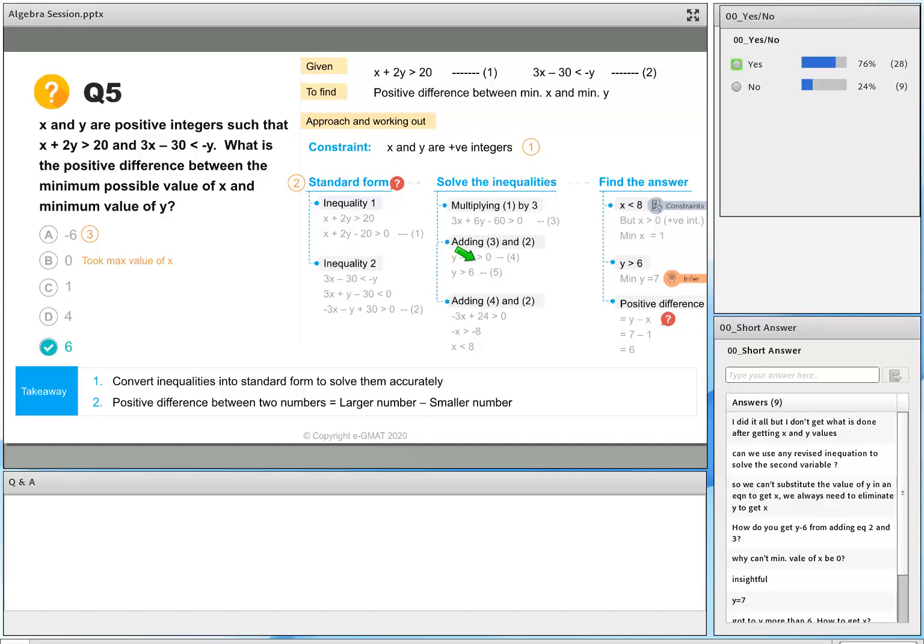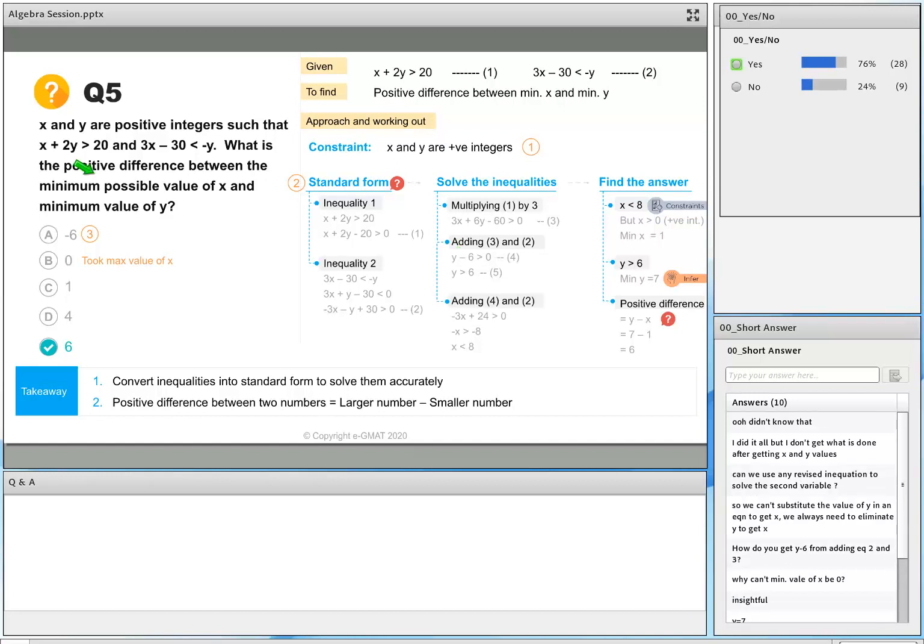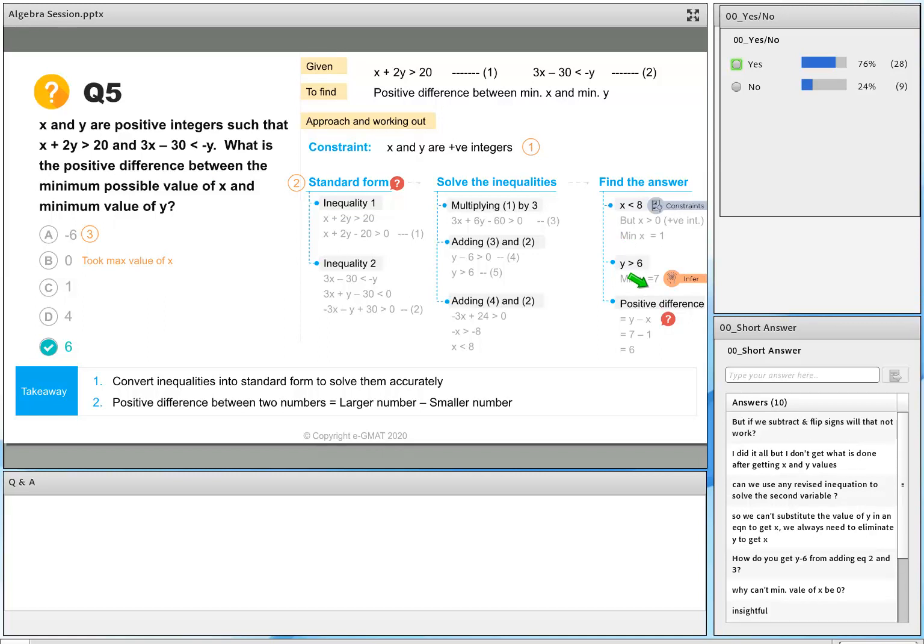Insightful. Thank you. I did it all, but I don't get what is done after getting x and y. Oh, in the end, you just want to find out the positive difference between these two values. So the value of x is 1, minimum value of y is 1, and the positive difference is 6. Oh, I didn't know that. I'm assuming you're talking about subtraction. Okay, but if we subtract and flip signs, will that not work? No, you cannot subtract inequalities. Not at all. Never do that.